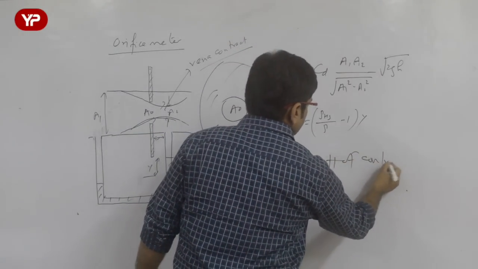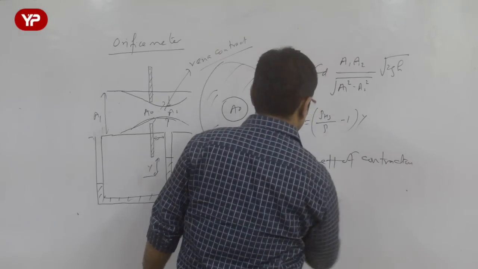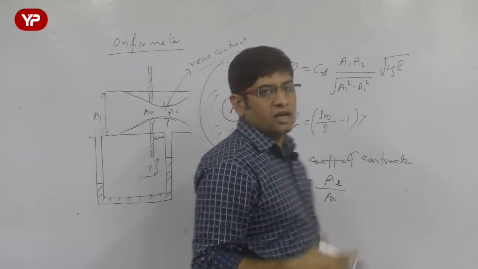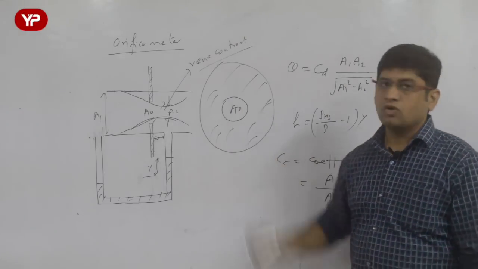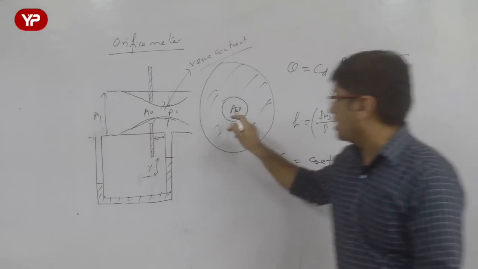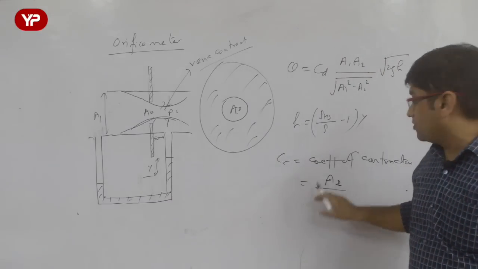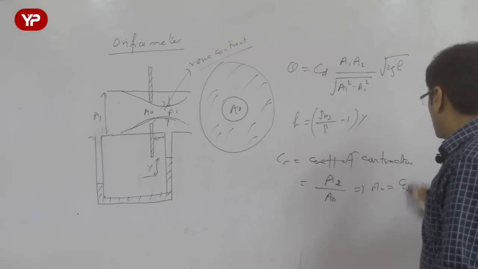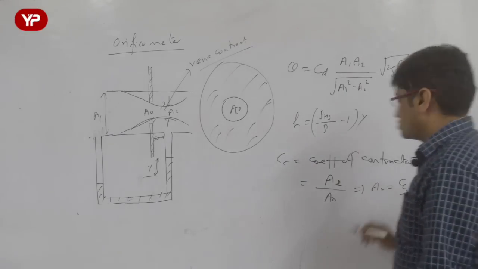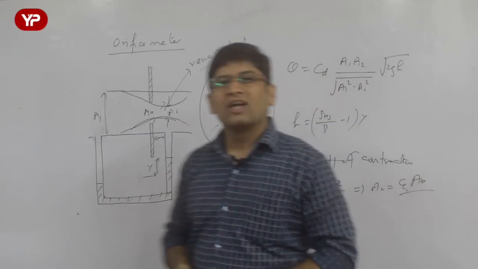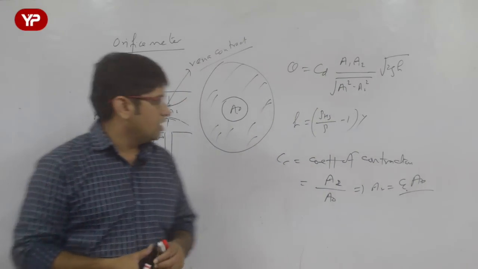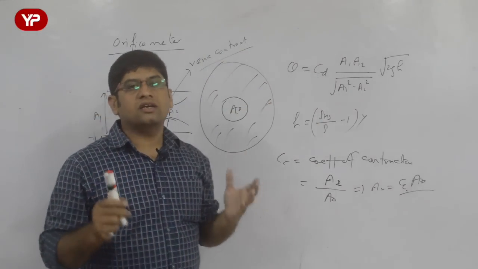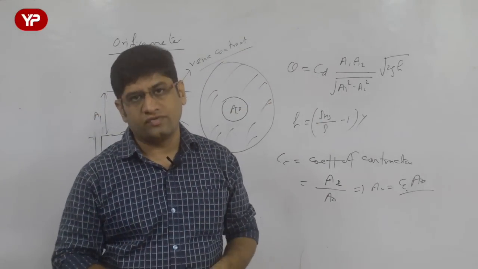Coefficient of contraction is A2 over A0. What is A0? A0 is the cross section area of the orifice. So we know A1, we know A0. If the coefficient of contraction is given, we can find out A2 in terms of A0. A0 is known to us, so A2 will also be known to us. So in terms of coefficient of contraction, I can find out A2 and put that in the formula, and it is exactly the same expression for venturimeter and orifice meter.